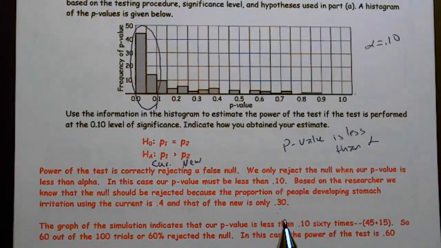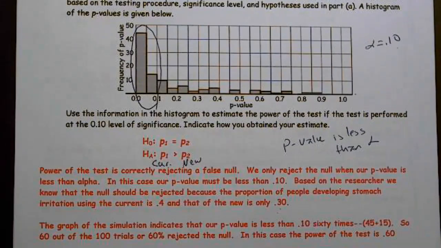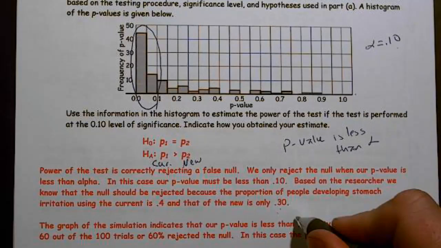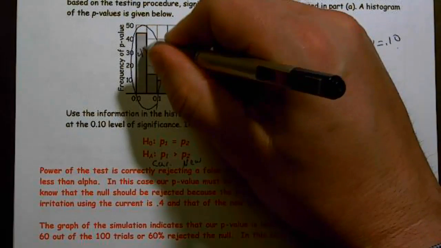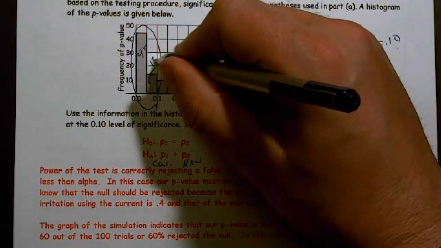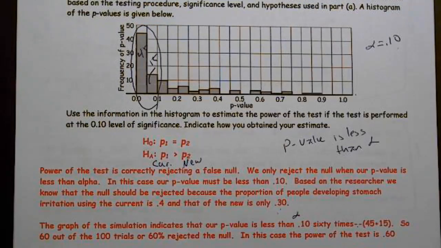And then here's the way you actually work the problem. We know this is the rejection zone. The current graph of the simulation indicates our p-value is less than 0.1, or less than alpha of 0.1, 60 times. And that comes from this being about 45 and this being about 15. Now, you can't read those numbers exactly, so you're going to have some rounding differences. So that would mean 60 of the 100 trials, or 60%, rejected the null. All right? So in this case, the power of the test is 60 over 100, or 0.6.